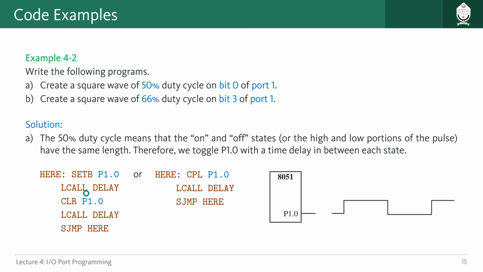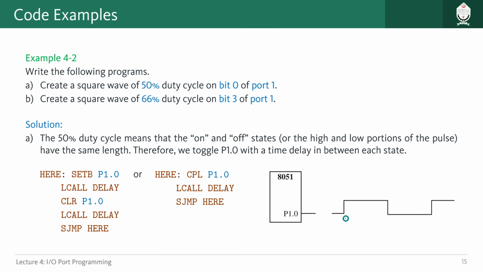These are some practical examples, and in the exam there can be questions like the ones we are seeing here. So look at this one: create a square wave of 50% duty cycle on bit 0 of port 1. So basically pin 1.0, right? Let us try to solve the first one. Something like this we have to create. This is called the square pulse.